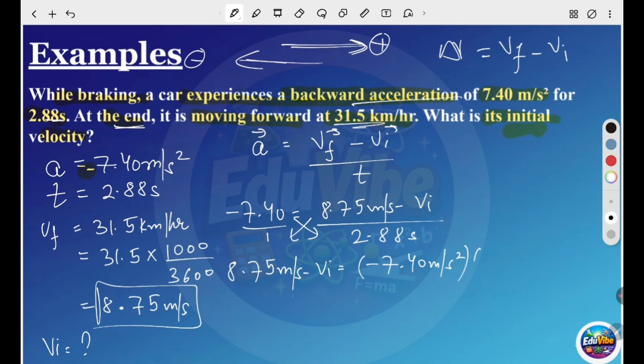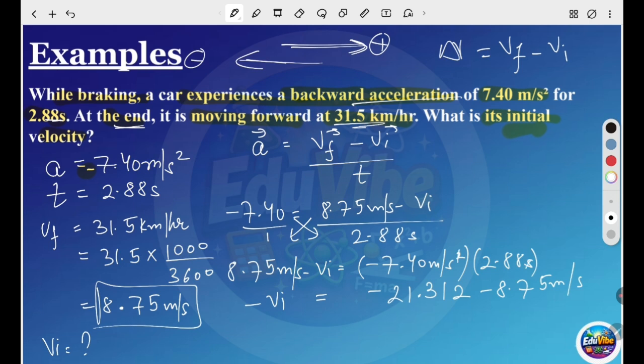It's multiplied by 2.88 seconds. So when we do this, we get 21.312. It should be minus, and here we want vi, so minus vi goes over there, and this is positive, so here it goes with negative 8.75 meters per second.